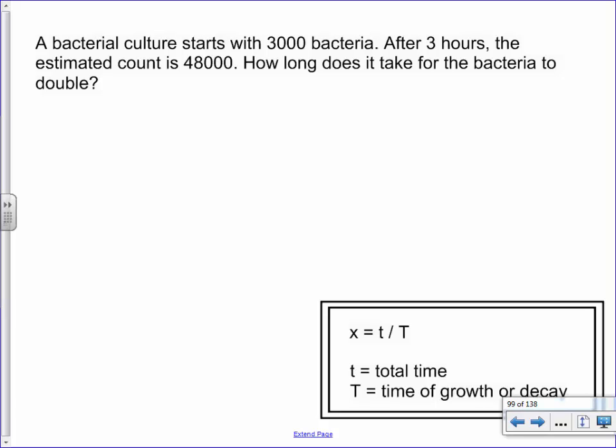A bacteria culture starts with 3,000 bacteria. Stop. That's useful information right off the bat. Yesterday I showed you guys the idea that we can write an equation as y equals a times b to the x. That's usually kind of like a generic way of starting an equation. If it starts with 3,000 bacteria, where's that 3,000 go? It's the a value. Yeah. So I can say this is y equals 3,000. We're starting with 3,000.